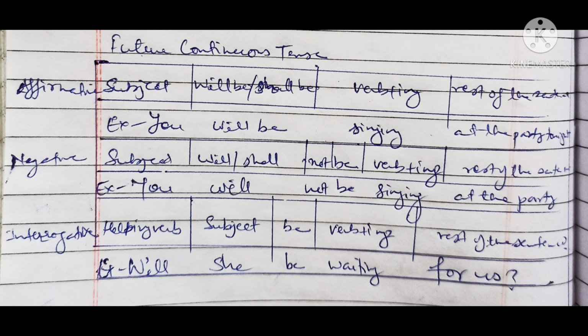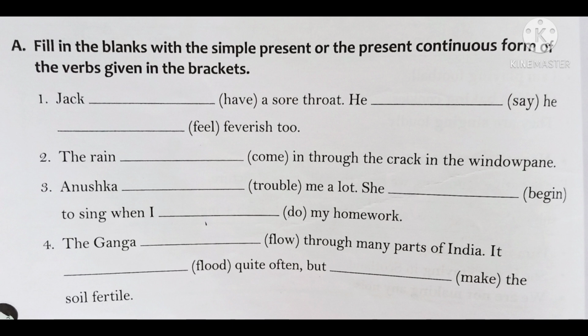Now let's take a look at the exercises of this chapter. See exercise A on page number 74 of your grammar book. Fill in the blanks with simple present or present continuous form of the verbs given in the brackets. So we can use simple present or present continuous as needed.